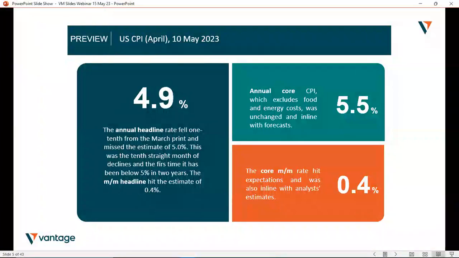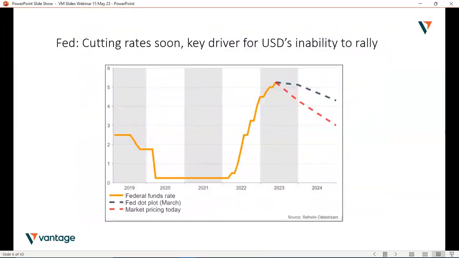The soft print caused US Treasury yields to decline, most notably at the front end. So for now, it seems the Fed pause has been consolidated. There's just less than three quarter-point rate cuts priced in, oscillating between 65 and 75 basis points of cuts for the second half of the year from the Fed in money markets.